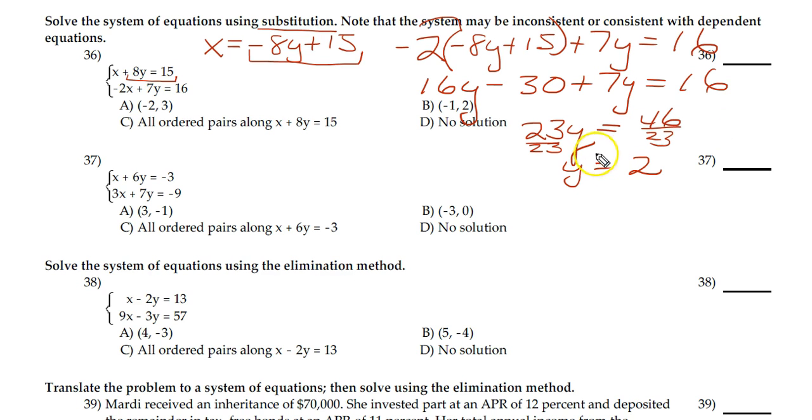So if y equals 2, we just need to find out what x is. So we're going to take our 2 to this equation here. You can use either one. So we have x plus 8y is 15. So 8 times 2 is 16. We just transpose that positive 16 to this side, becomes a negative 16. So we have x equals a negative 1.